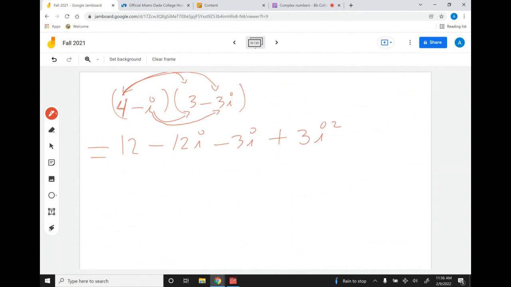Okay? Remember, negative times negative is positive. But you still have i times i, which gives you i squared. Once again, i squared is equal to negative 1.